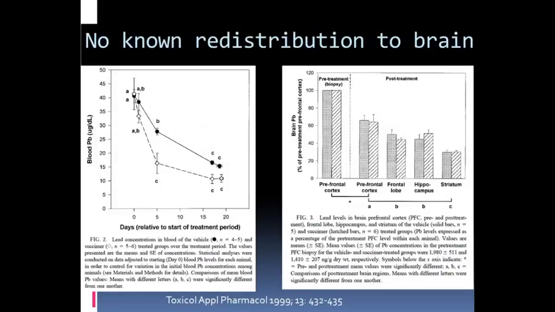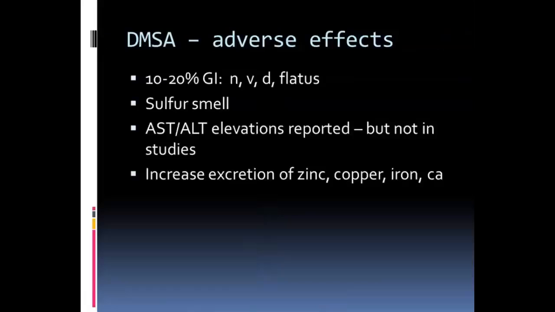And a nice thing about DMSA is there's no redistribution in the brain. This is a study looking, on the left, at blood lead concentrations, and the solid line is the placebo group, and the dotted line was DMSA. So we know that it decreases blood concentrations fairly rapidly. And on the right is a study looking at brain concentrations, and there's no increase in brain concentrations with DMSA. So that is a good selling point for DMSA for treatment of lead toxicity.